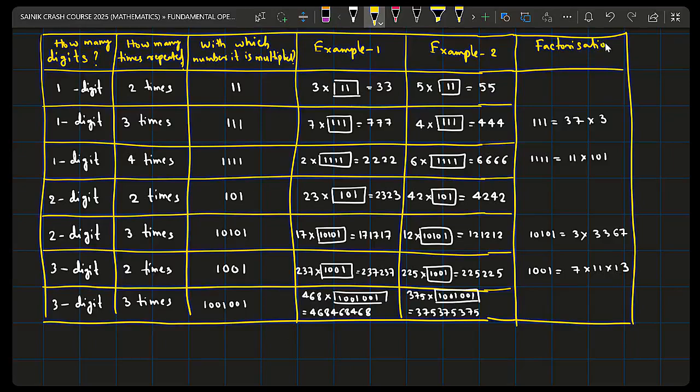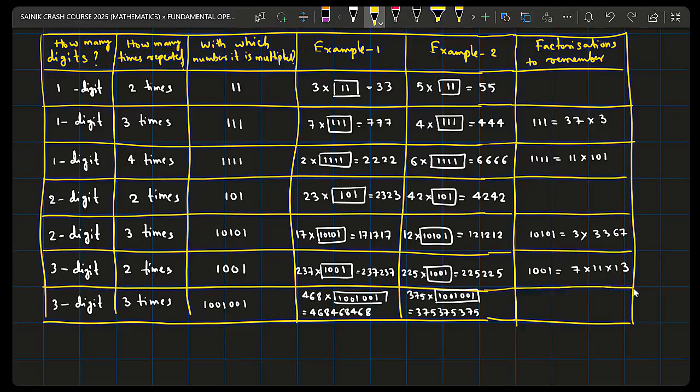Factorizations to remember. You must remember these factorizations, because if the questions are based on them, you should be able to solve them easily. So 111, what is the factorization? 37 into 3. 1111 is 11 into 101. 10101 is 3 into 3367. And 1001 factorization is 7 into 11 into 13.